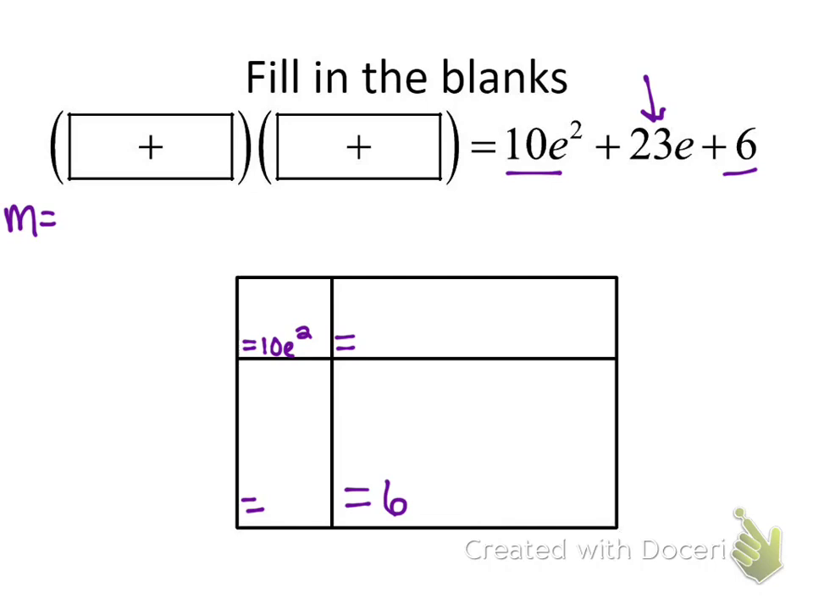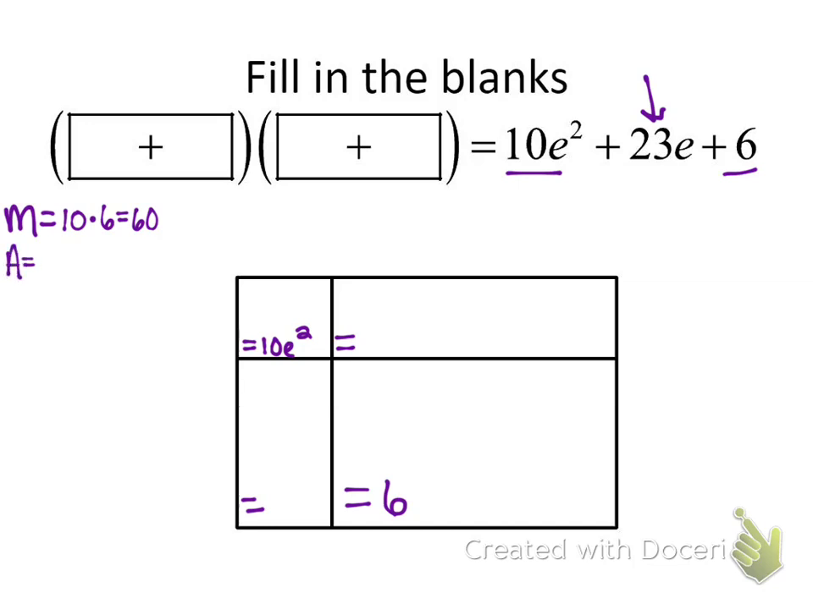What does coefficient mean? If I'm taking my first coefficient and my third coefficient, what am I taking? Coefficient, back to the very first month of school. It's the number in front of the variable or the number by itself. So the first coefficient is 10. What's my third coefficient? 6. And when I multiply those together, what do I get? 60. Okay. Now, I found my M.